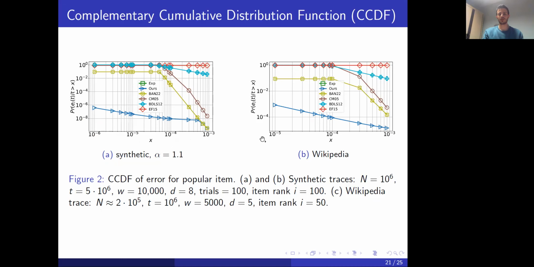For the CCDF again, here we evaluate the CCDF as a function of X, and then we look at the probability that the error is larger than X. This is for the synthetic, where we look at the item ranked 100, and for the Wikipedia trace, we look at the item ranked 50. Then again, there is a significant difference with respect to the other works.